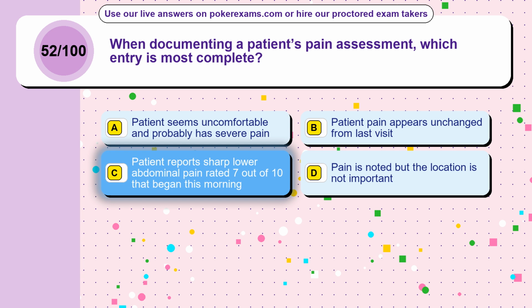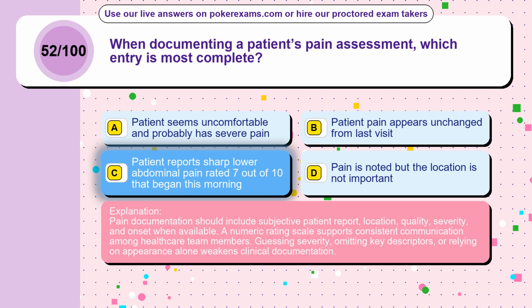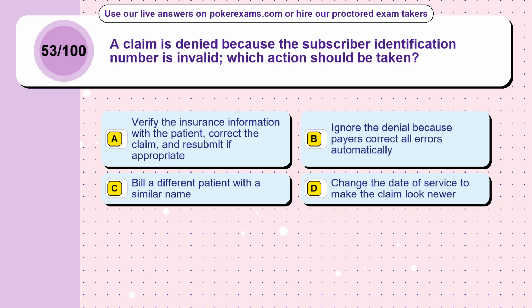The correct answer is option C. Patient reports sharp lower abdominal pain rated 7 out of 10 that began this morning. Pain documentation should include subjective patient report, location, quality, severity, and onset when available. A numeric rating scale supports consistent communication among healthcare team members. Guessing severity, omitting key descriptors, or relying on appearance alone weakens clinical documentation. Question 53.